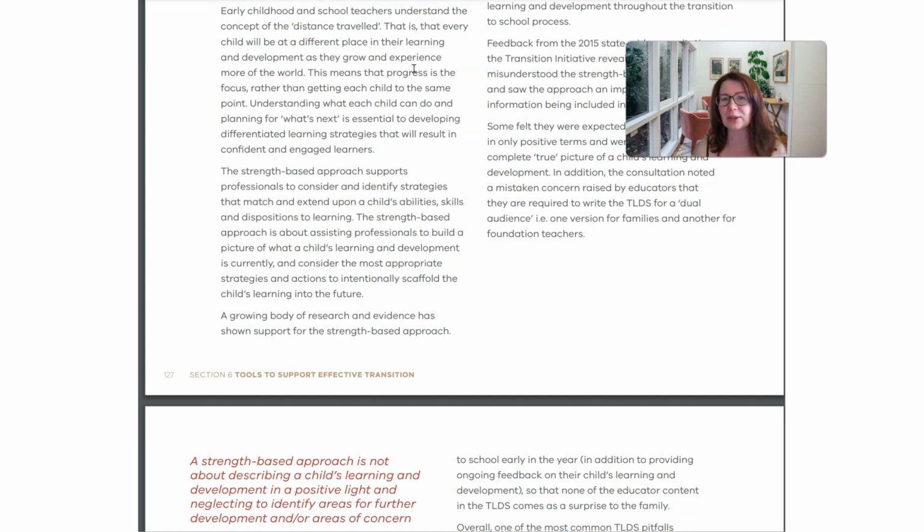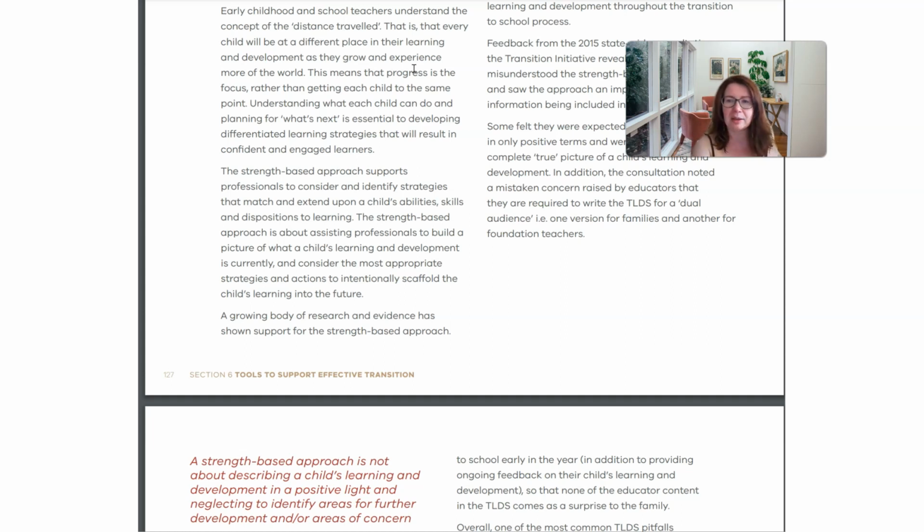Early childhood and school teachers understand this concept of the distance traveled. I love going to professional development sessions, and I love listening to Catherine Hayden, who always describes assessment as something that should reflect this distance traveled by a child. Whether they stayed in your center for 3 months or the whole year, you need to be able to describe this distance traveled by the child.